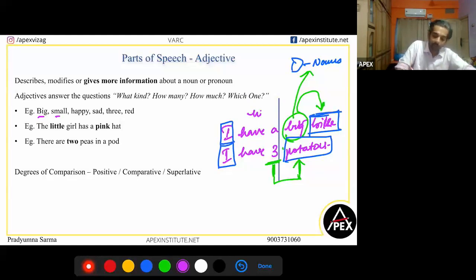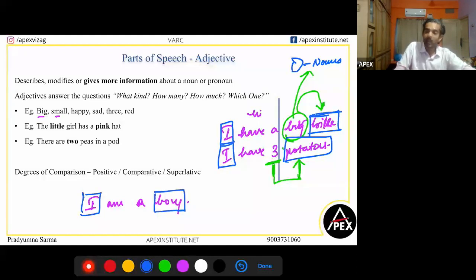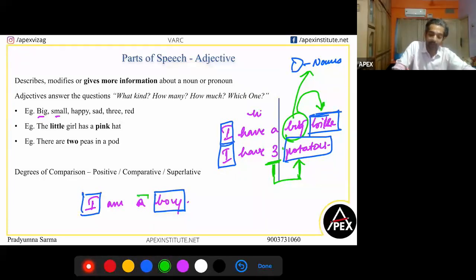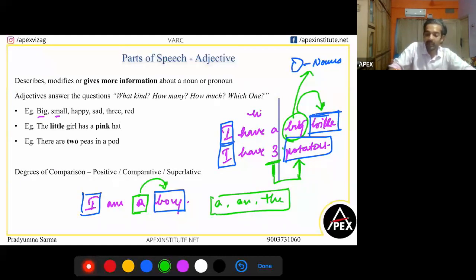Let's take one more example. If I say I am a boy, now in this sentence, I is a noun. Boy is a noun. How many boys am I? If I ask you, how many boys am I? The answer is one boy. And you get to know that because of the word a. Correct? So a also becomes an adjective. So a, an, and the, these 3 things, which are known as articles, are also a special type of adjective. Are we clear?